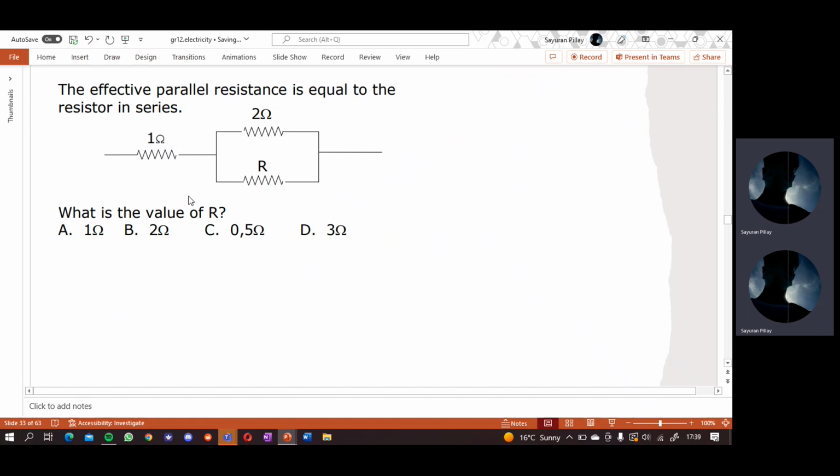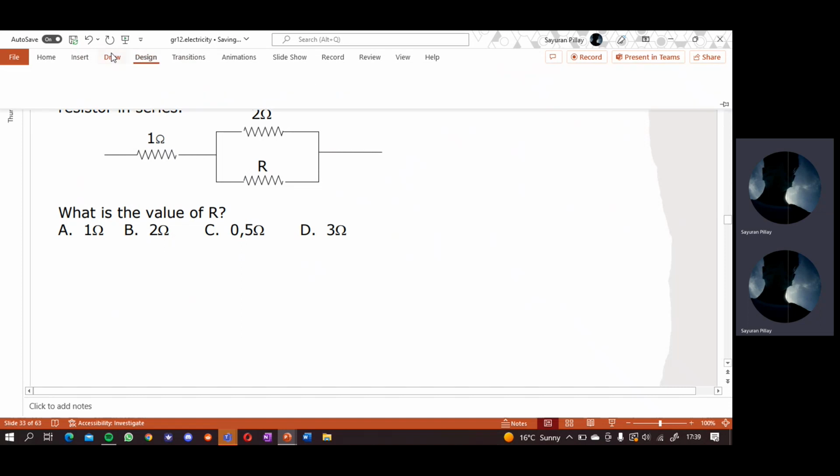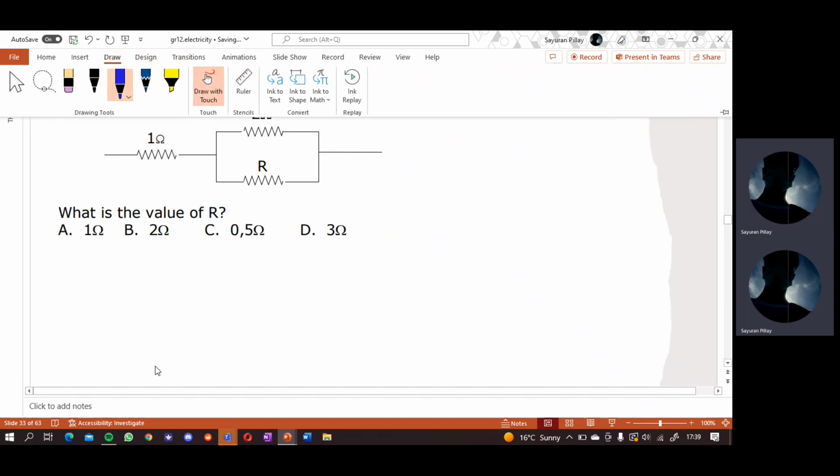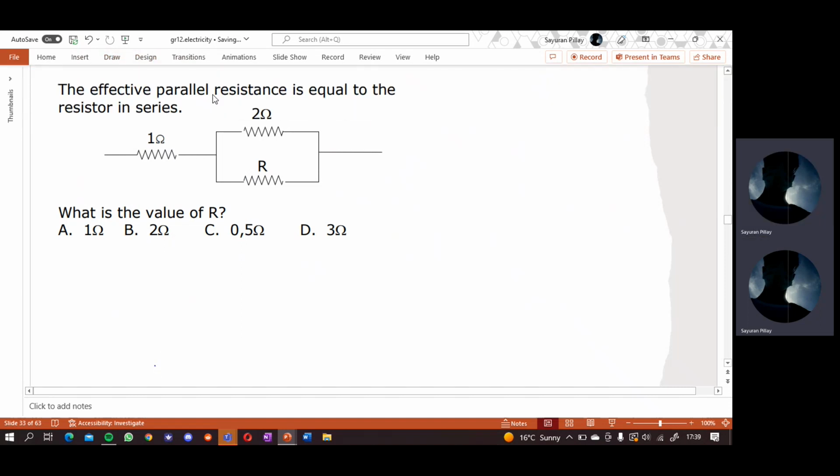Next question, we're almost there, getting there, I think. We'll do circuits just now, don't worry. The effective parallel resistance is equal to the resistor in series. What is the value of R? The effective parallel resistance. So you also need to understand the terminology. That's what this is testing you. So this whole parallel branch here is equal to the resistance in series. So it's 1 ohm. What is the value of R? It's going to be 2 ohms.